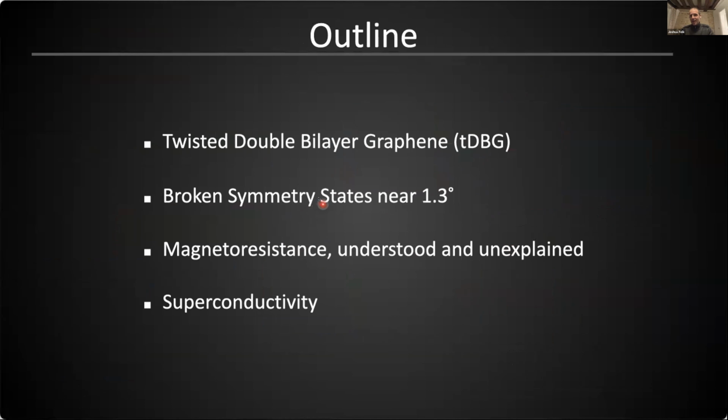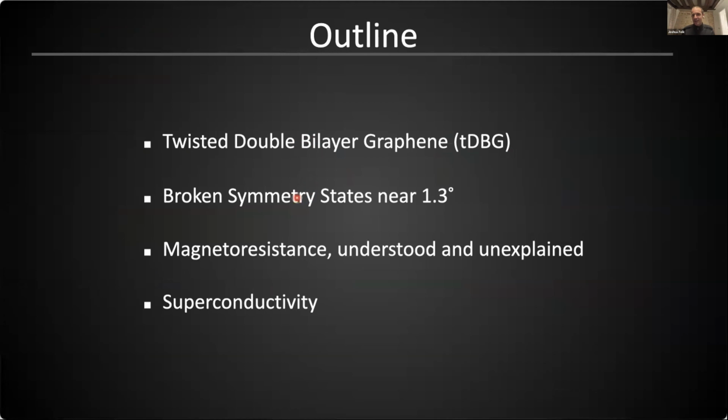Okay, so just a quick outline of the talk. I will give a brief introduction to twisted double bilayer graphene, but by now this audience has probably heard many talks about twisted graphene systems, so I'll try to alert you to what's different in twisted double bilayer. The one ubiquitous characteristic of twisted double bilayer is broken symmetry states. So I'll describe what that means and how it's special in twisted double bilayer to some extent.